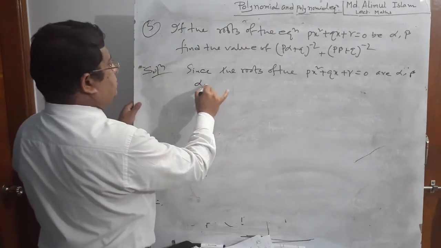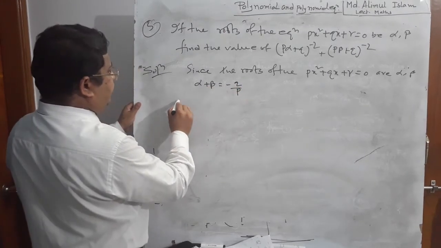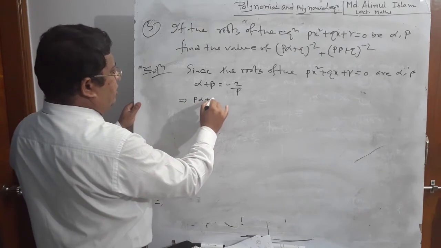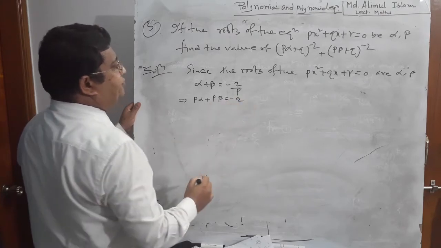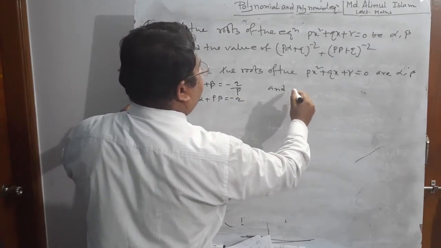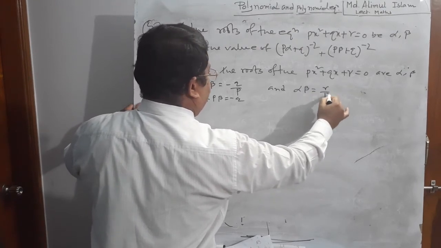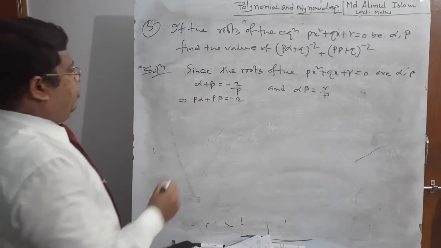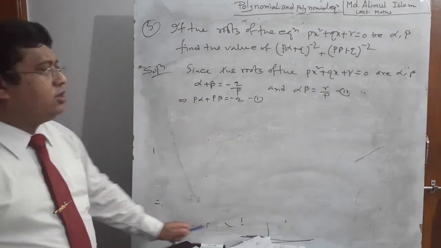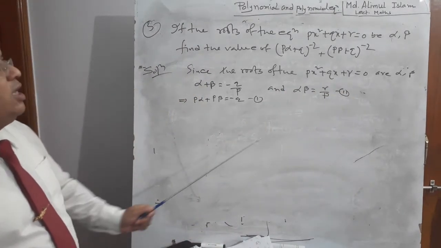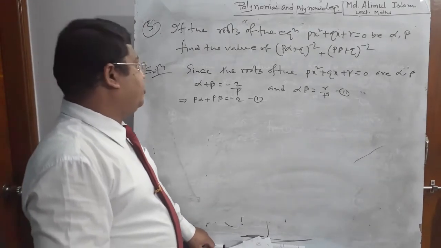The sum of the roots, alpha plus beta, is equal to minus q by p. Then you can write pα + pβ = −q. And the product of the roots, alpha beta, is equal to r by p. From this you can write 1 and 2. Students can easily find the sum of the two roots and the product of the two roots. It's very easy.